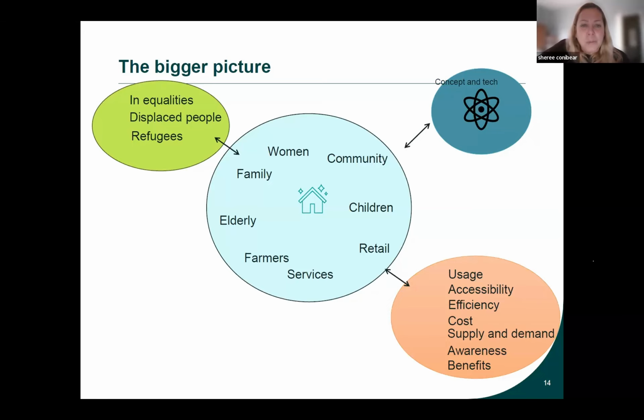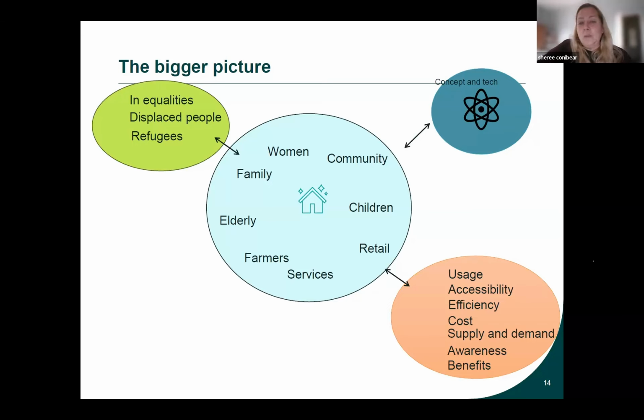So are there displaced people within those communities? Are there refugees within those communities? How can we also include them in our concept? So you have your concept here, then you have the community, then you have people who are displaced. But in another community, it could look different for each one of you.